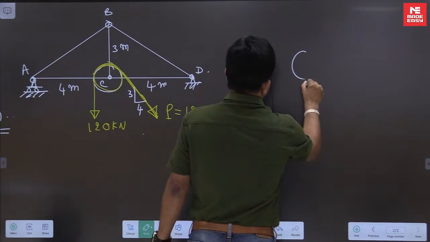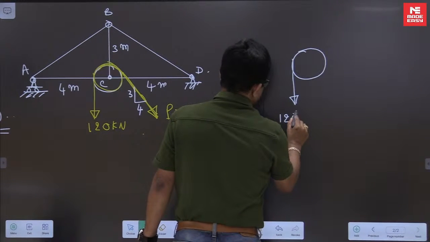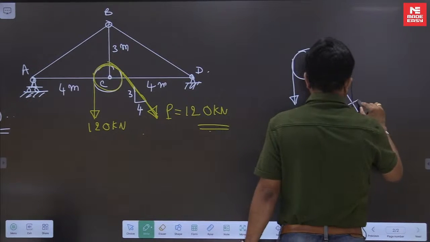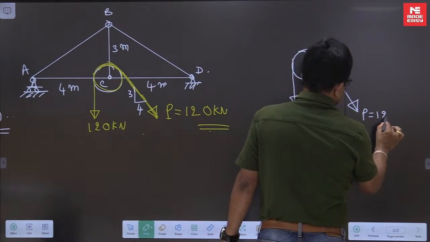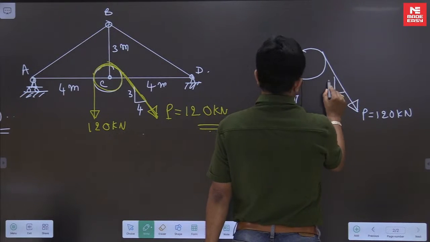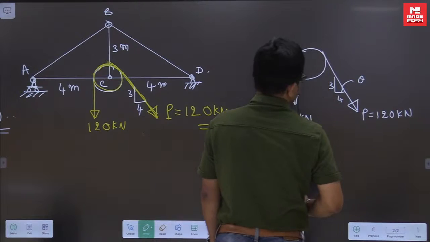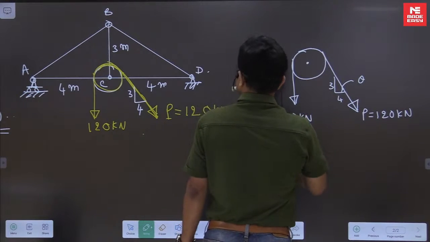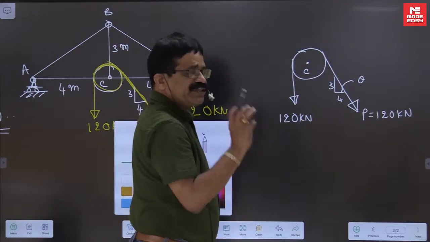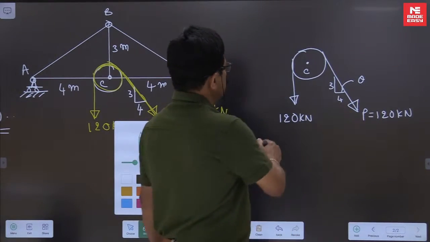So, this is our pulley. This is 120 kilonewton. Here also the force in this direction, P, is 120 kilonewton. This is 3, 4, 5. This angle is some theta, this is some C. So, free body diagram of the pulley means we have to show what others are doing on the pulley.